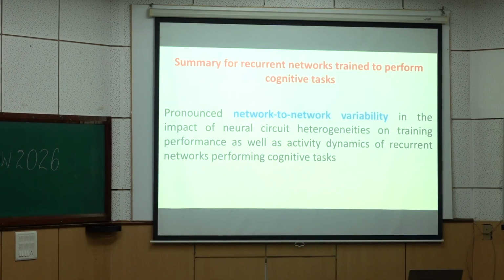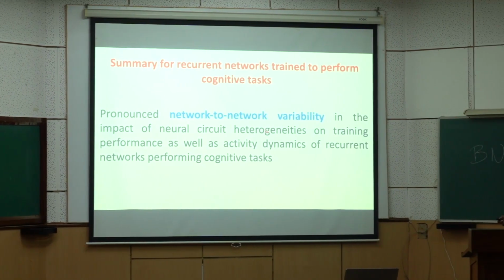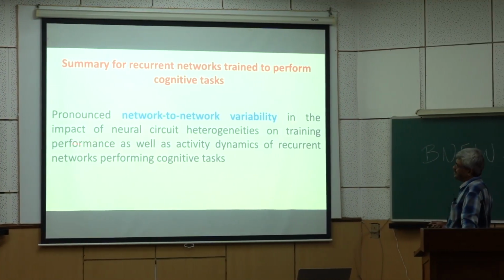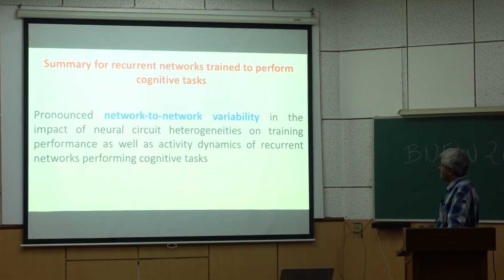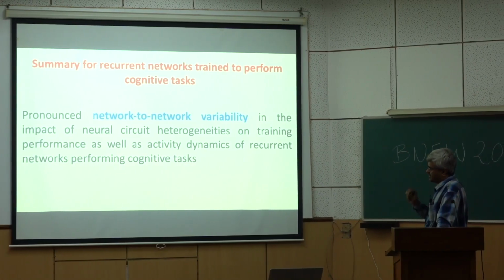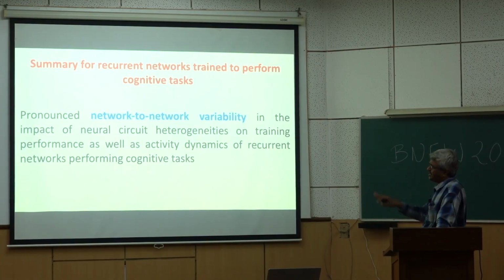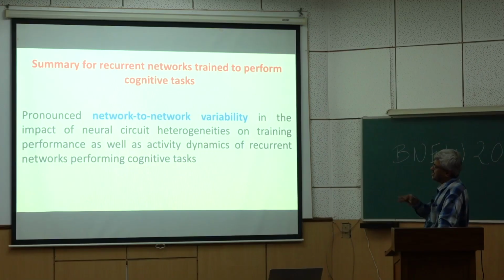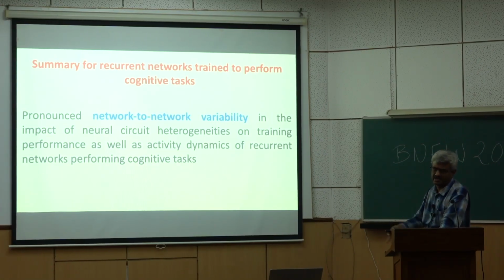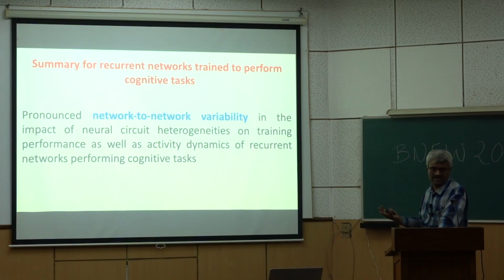All right, so in this case, there is pronounced network-to-network variability in the impact of neural circuit heterogeneities on training performance, as well as activity dynamics of recurrent networks performing cognitive tasks. So this is just one task. She has an expanded version of this with different tasks, with memory, without memory, and looking at task dependence also, and the same network, same initialization, different tasks, very different outcomes as a function of heterogeneities basically.